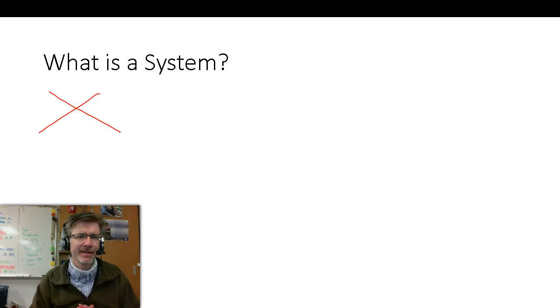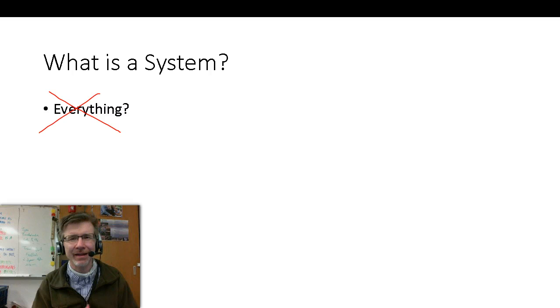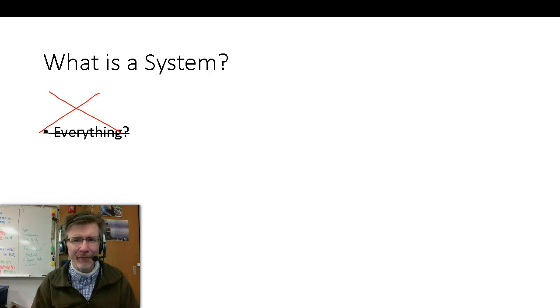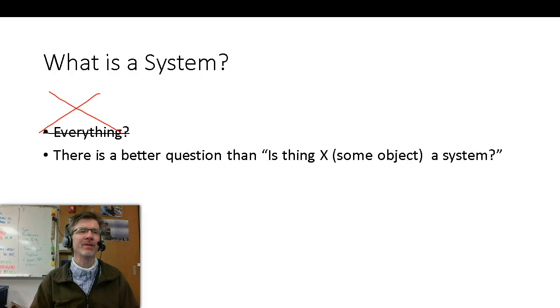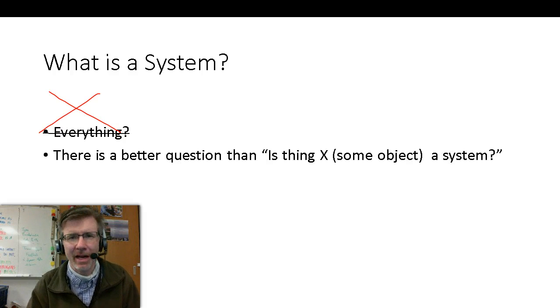What is a system? We have to talk about that. That's the first question. And here's an answer you sometimes get: everything is a system. Seriously? Don't you hate it when teachers say that? Everything is this or everything is that. Why do we say that? It's not everything. We say that because we're trying to get at a better question.